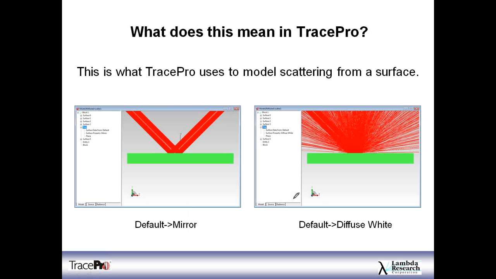So what does this mean for TracePro? Well, this is the information that TracePro uses to model scattering from a surface. So we have the same beam here. In this case, we have the default mirror coating. If you go to the default catalog for surface properties, using the mirror coating, incident here, specular reflection here, and this one here, same material, same beam, but now we've changed our surface property to the diffuse white, which is also in the default catalog. So incident, and then the scatter is off in all these directions here.